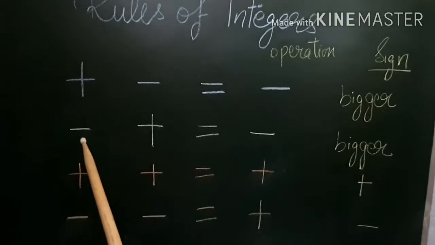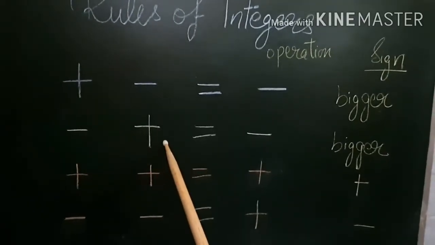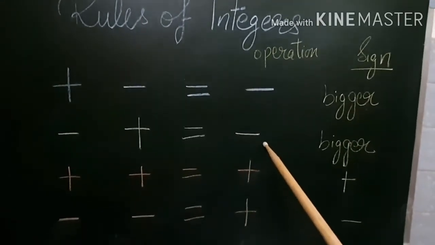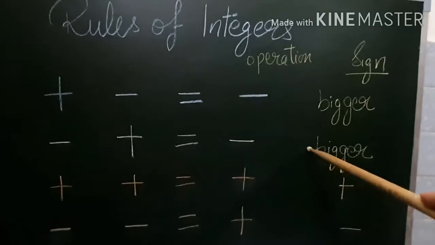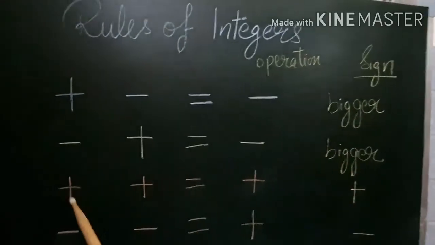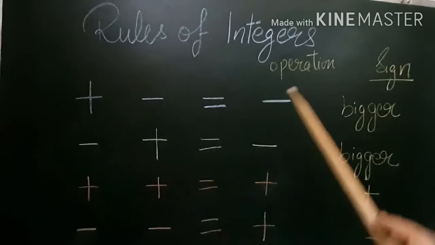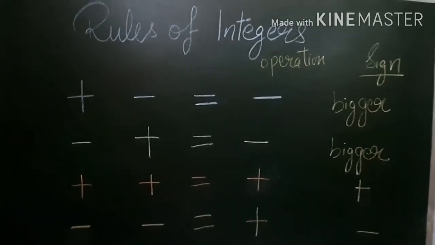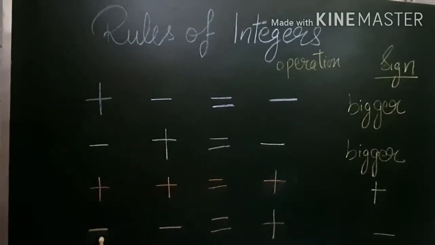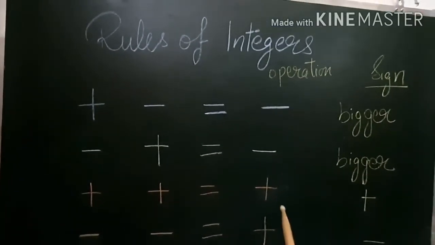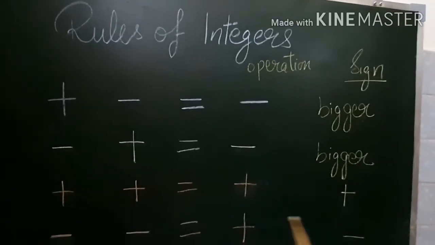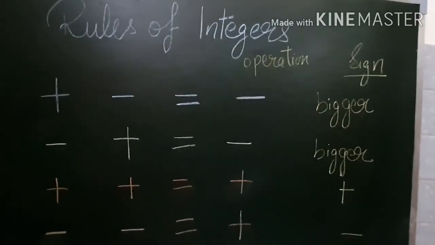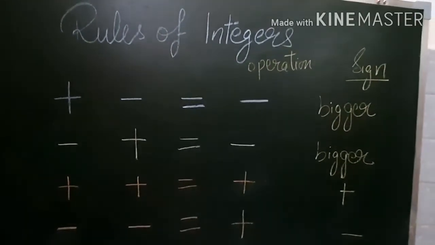Again, if you have minus integer, then positive integer, then again the operation is subtract the numbers and put the sign of the bigger one. If both of your integers are positive, then your operation is also addition and their sign is also positive. But in case of both negative integers, we add both integers, but we put the sign of negative, because your smaller integer is also negative and your bigger integer is also negative.